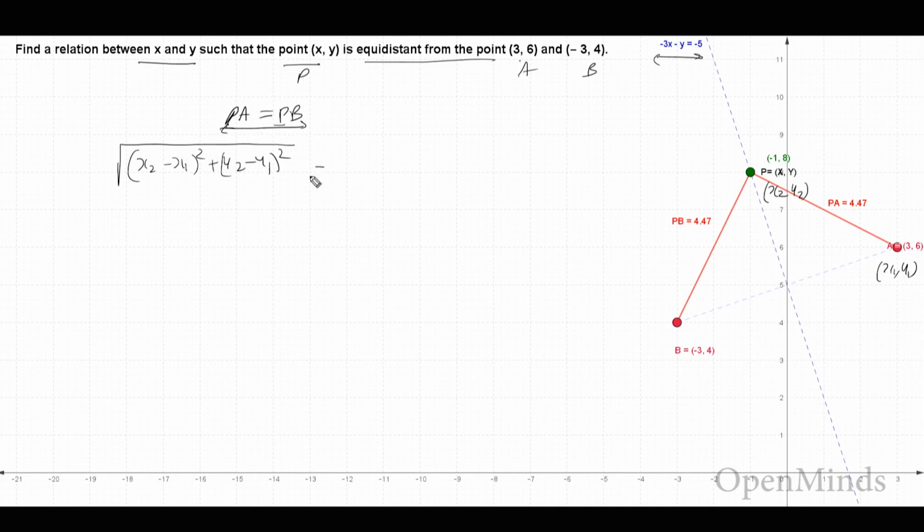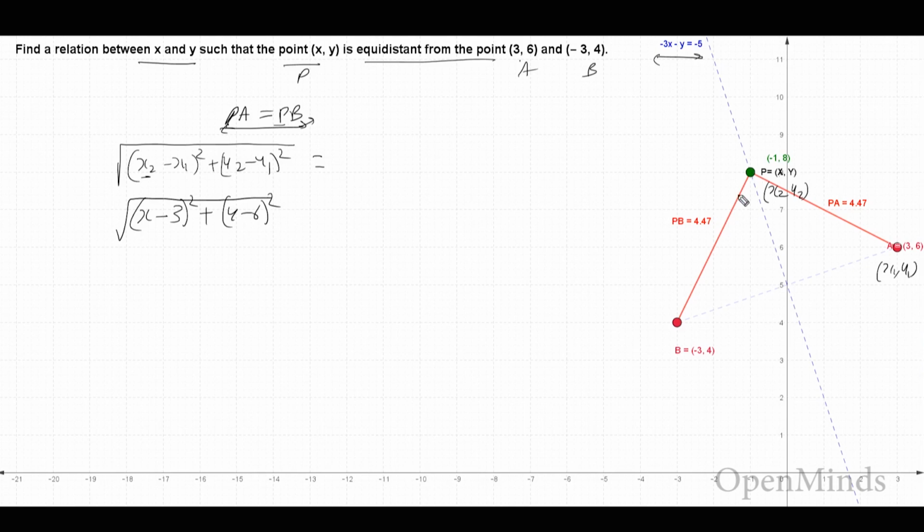We'll come back to PB a little later. So right now we know that x2 is x, so I can write x minus x1, which is nothing but 3, the whole squared, plus y2, which is y itself, and y1 is 6, so we get y minus 6 the whole square. You still have a square root. Alright, keep this in mind. Let's come back to PB.